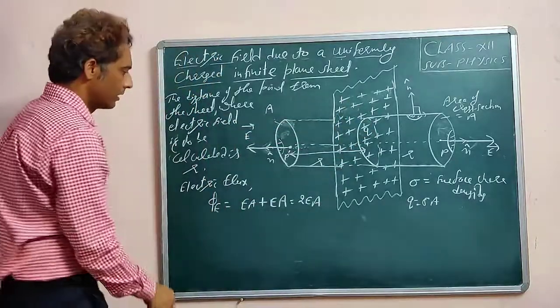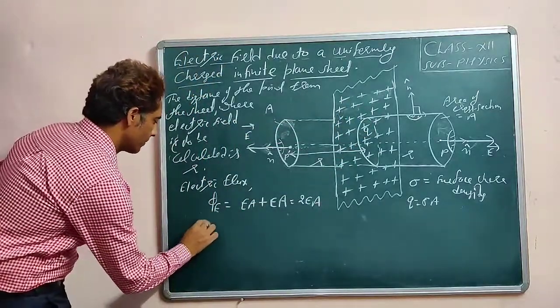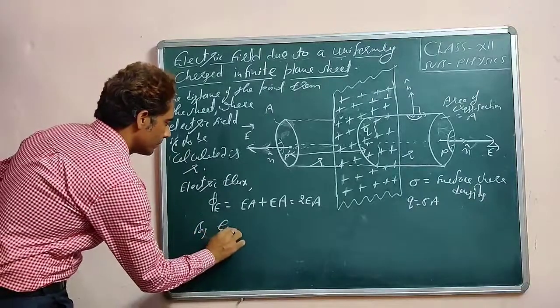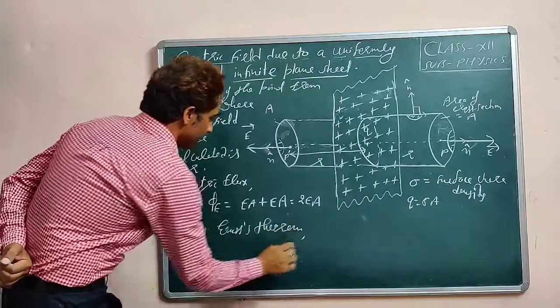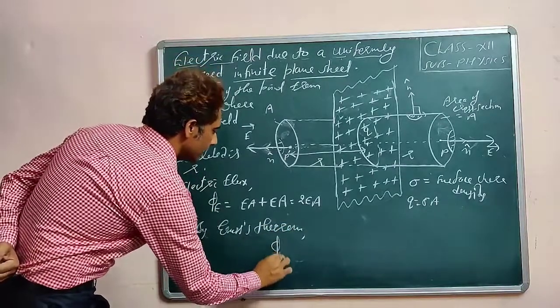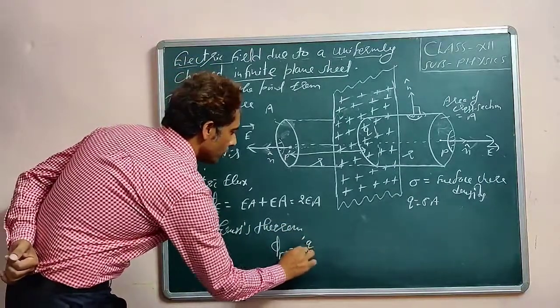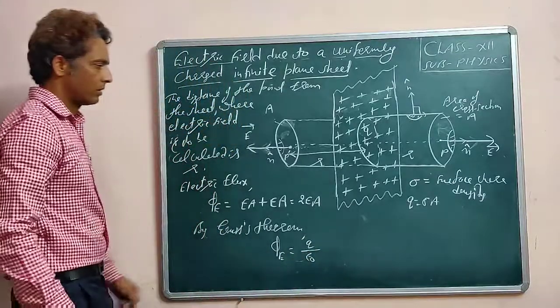Now if we apply Gauss theorem, by Gauss theorem, this electric flux is equal to Q over epsilon naught.